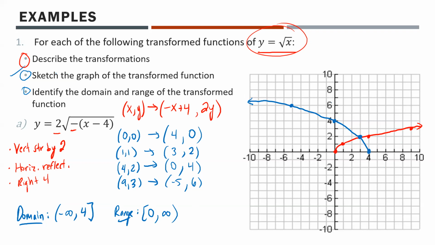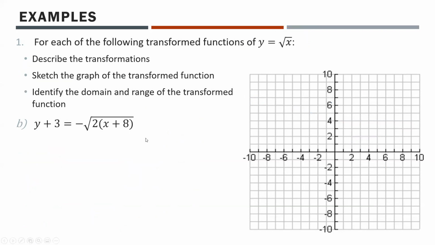Describe the transformations, sketch the graph of the transform function, and identify the domain and range. Let's do the next one here. Maybe you'll be able to do all 3 of these on your own. Remember, when we do that sketch the graph, we should be comparing it to the square root of x. I'm not going to draw both of them this time, but if you'd like, at very least, pause the video here and give that first point a try.